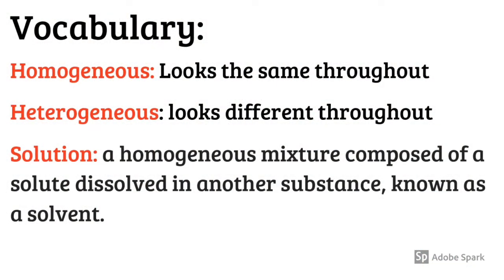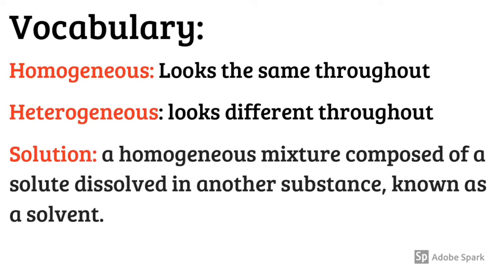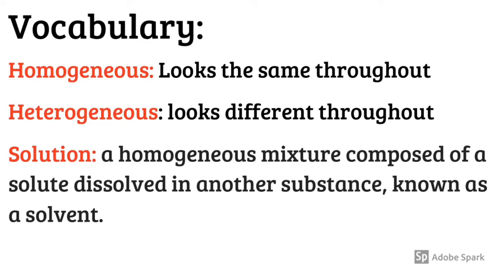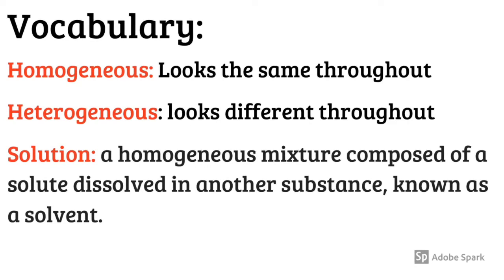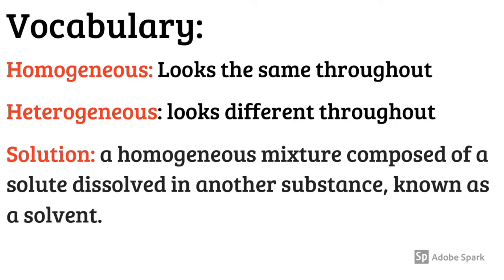Today's video is about mixtures and concentrations. Some vocabulary to get us started. Homogeneous: it looks the same throughout. An example of this would be a soda. When you look at a soda, every part of the can on the inside looks the same as the other part. The liquid is the same throughout.